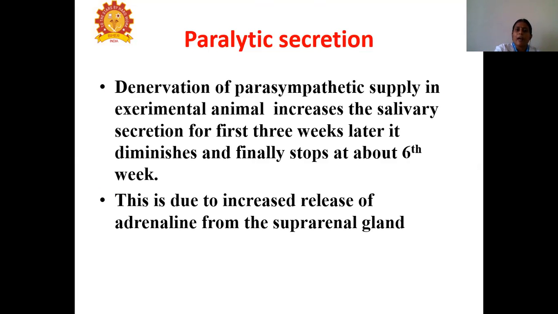So next one is the paralytic secretion. Denervation of the parasympathetic supply in the experimental animal increases the salivary secretion. So when you denervate the parasympathetic nerve, first it increases the salivary secretion. After that, it diminishes and finally stops at about the 6th week. So this is due to release of adrenaline from the adrenal gland.